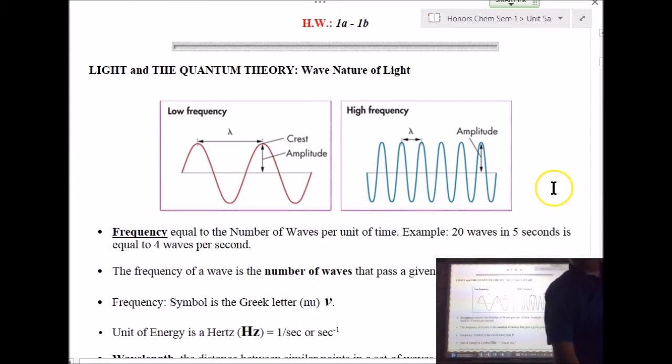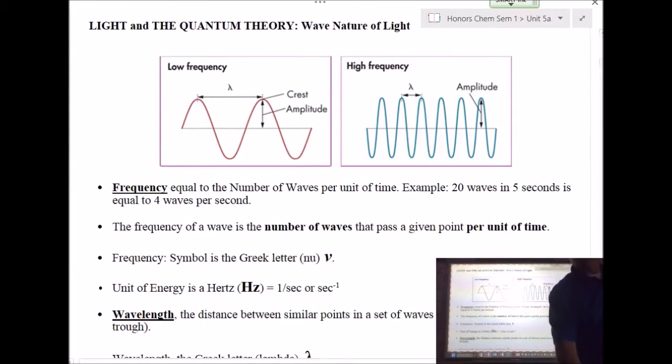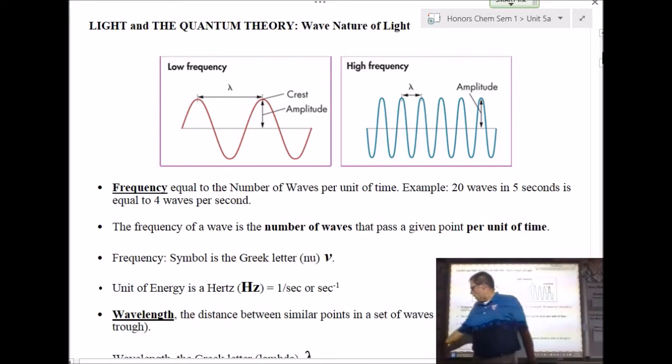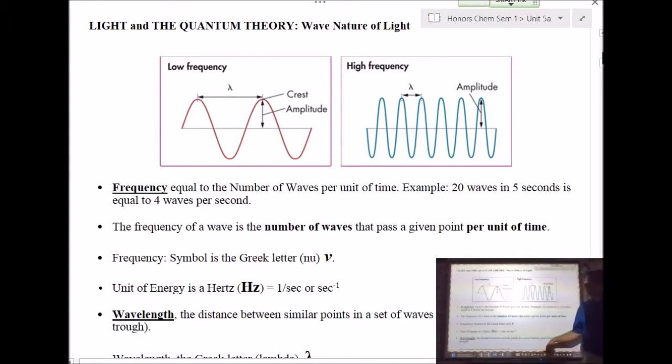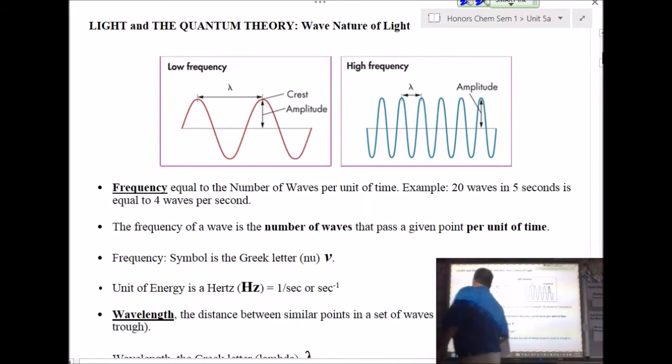What I want to talk about starting off today is waves. Okay, because we'll be talking about waves for the next couple of days, and you'll be doing calculations with waves. You'll also have a quiz about waves here in the very near future for most of you. So a couple things about waves.